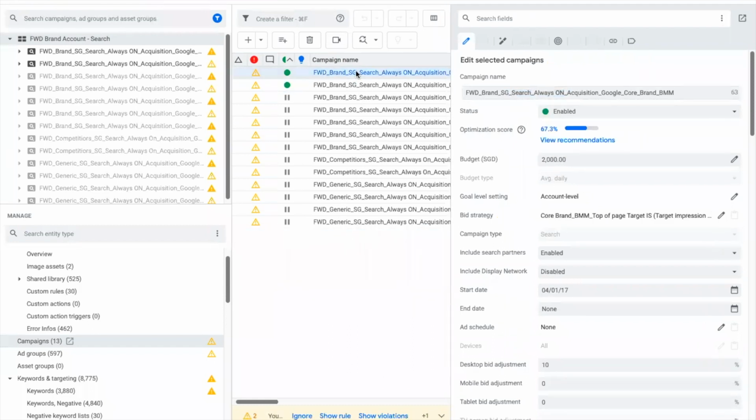So let me just give you a brief overview. The client is FWD. It is a well-known insurance company that operates in Singapore, Indonesia, Malaysia, Thailand, Vietnam, and Cambodia as well.